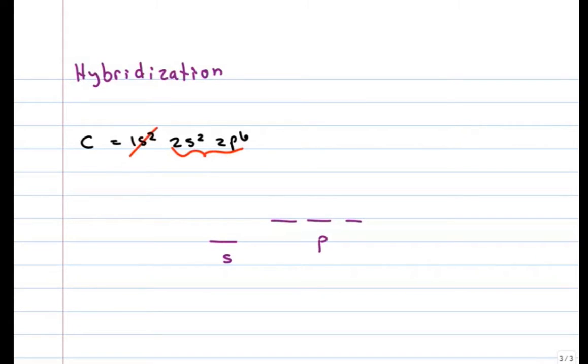The Aufbau principle says that we start from low energy to high energy. So we put the 2 electrons in the s, that's low energy, and 2 electrons in p. We don't double them up. If there's the option to be spaced out, meaning if they can each have their own sub-orbital, they don't want to share.